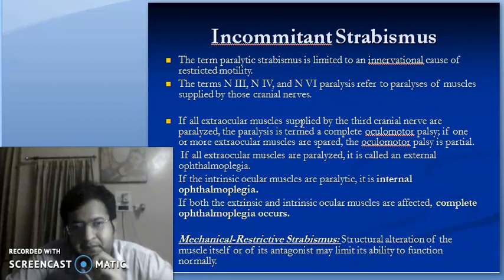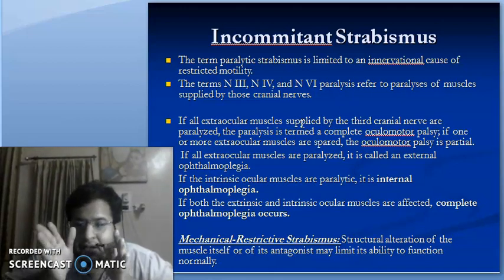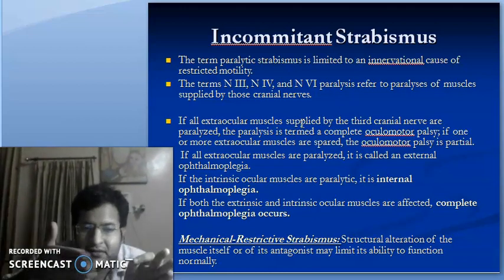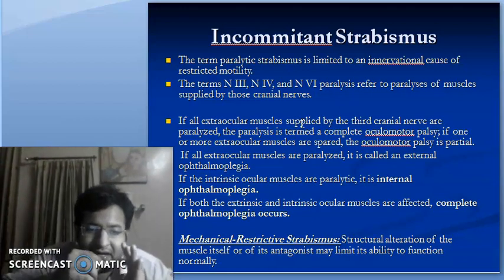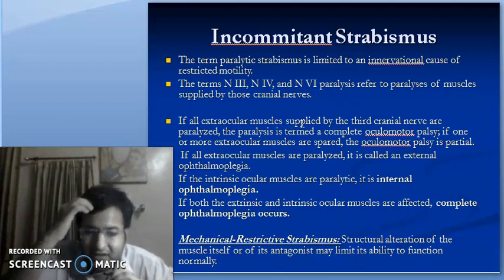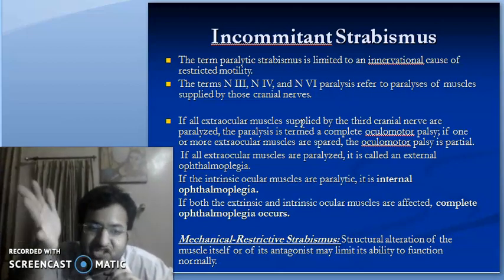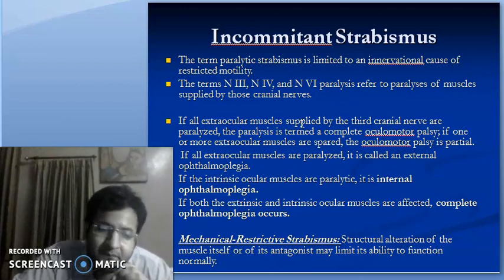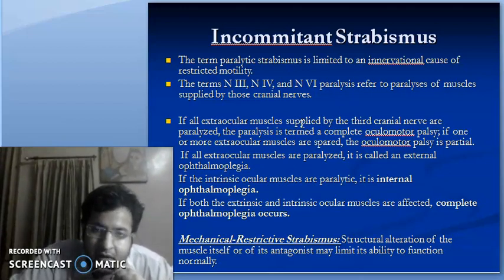Incomitant strabismus. Comitant strabismus is when the deviation angle remains the same in different positions of gaze. In different secondary positions of gaze, the deviation angle remains the same between the two eyes. Incomitant strabismus is when the deviation angle changes with the different gazes. We have already covered this in the previous video.